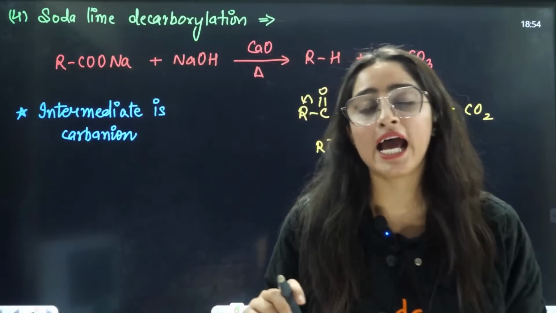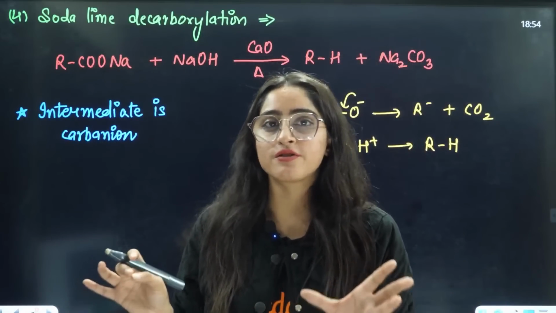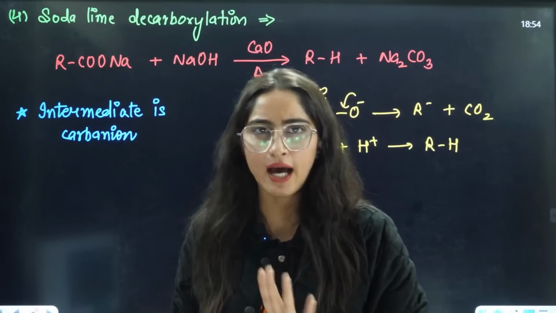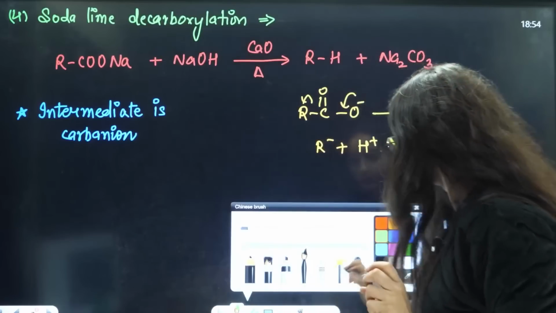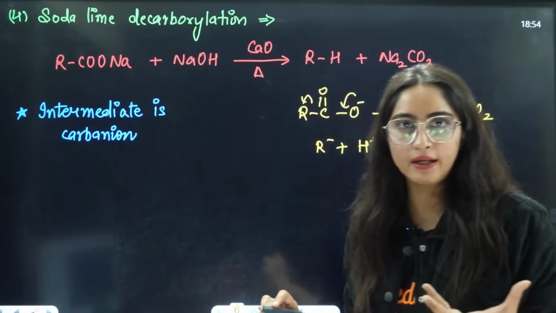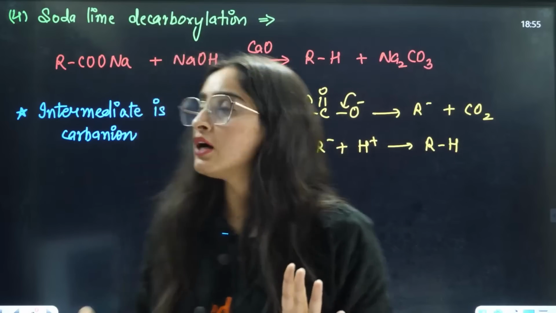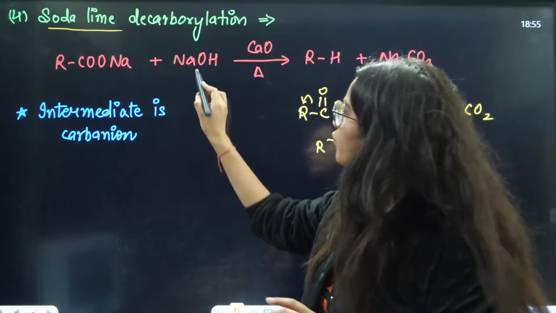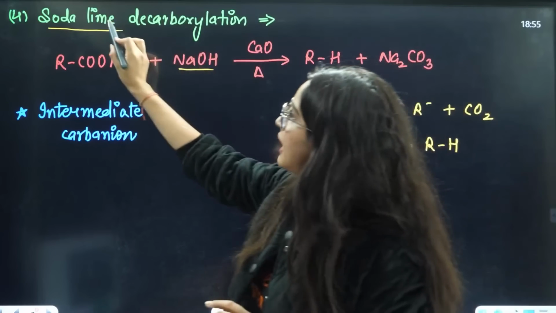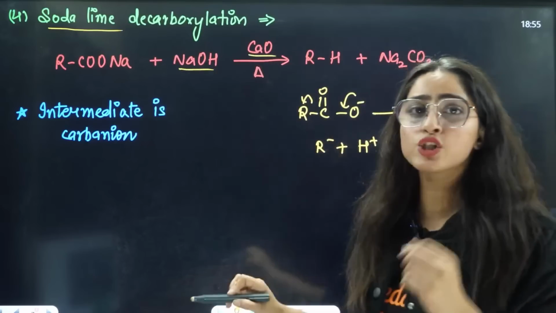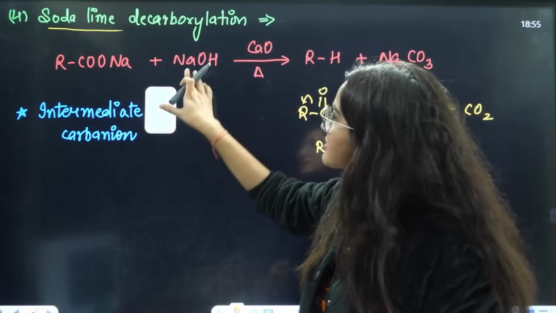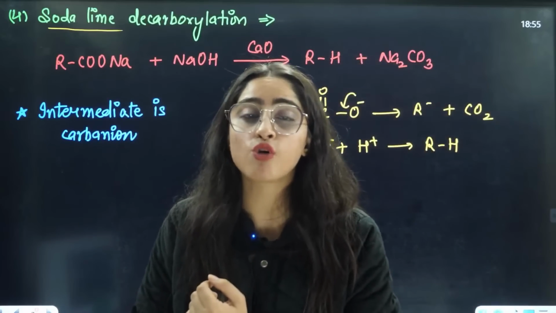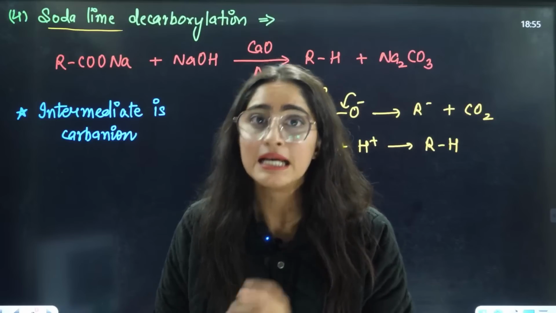Next is the soda-lime decarboxylation reaction, a very, very important reaction. It is a frequently asked question, okay? Now, first, what will happen here, right? Two or three things to notice here. One thing is soda-lime. Soda-lime means you have caustic soda, that is NaOH. You have lime also, that is CaO, quick lime. These are used, and also here you have the carboxylic salt, the sodium salt of a carboxylic acid, right?